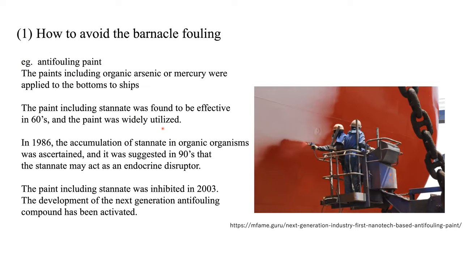But in 1965, the accumulation of stannate in oceanic organisms was ascertained, and it was suggested in the 90s that stannate may act as an endocrine disruptor. The paint including stannate was prohibited in 2003. Therefore, the development of next generation anti-fouling compounds has been activated.